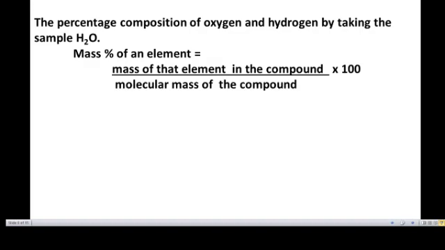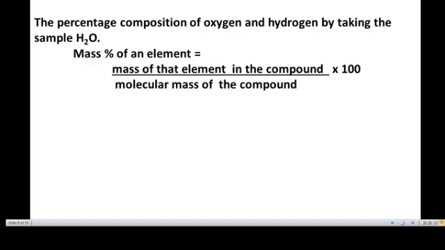The first calculation: the percentage composition of oxygen and hydrogen, by taking the sample H2O, that is water molecule. The percentage composition of oxygen and hydrogen is to be calculated from the sample of H2O.